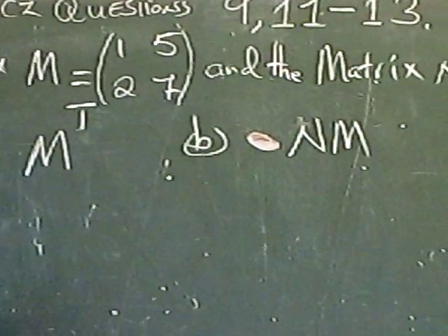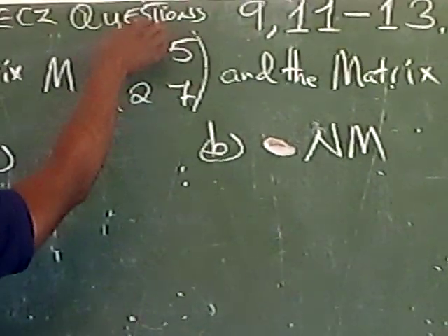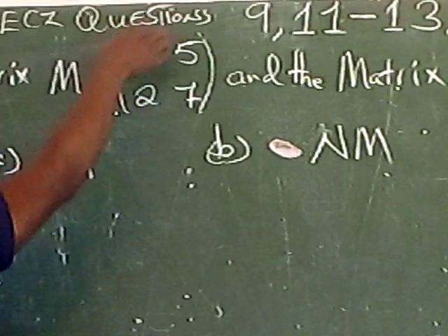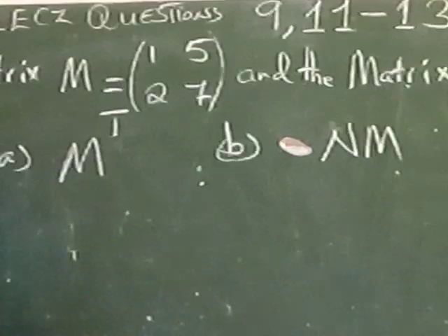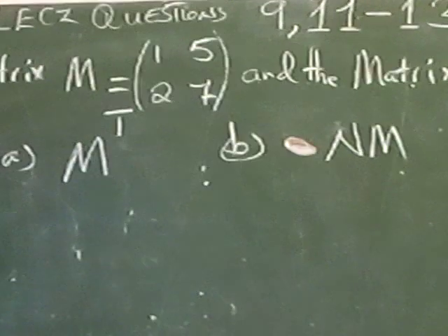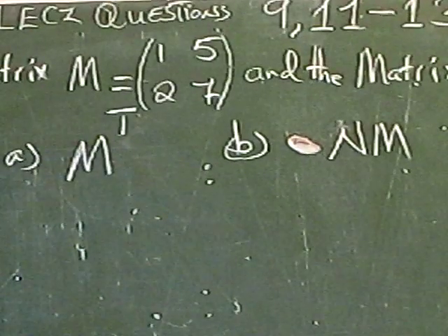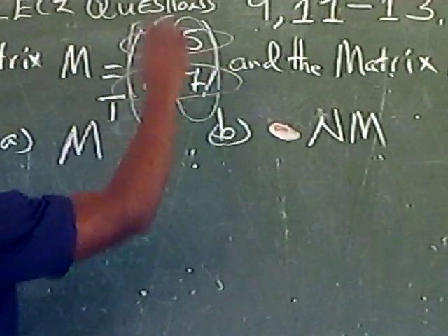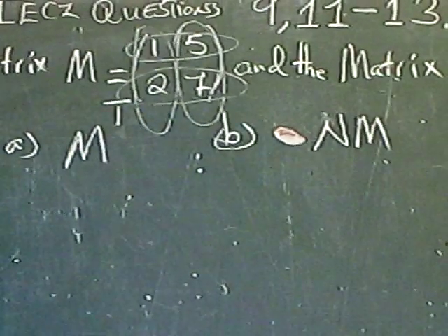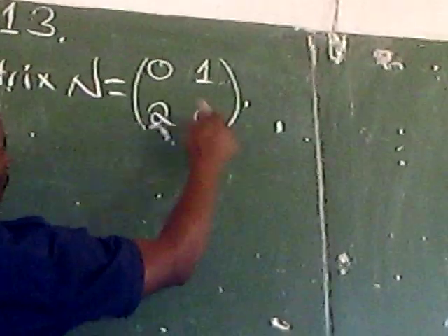Whereas the columns are the vertical entries. In them, we have 1, 2, and 5, 7. So we have 2 columns.